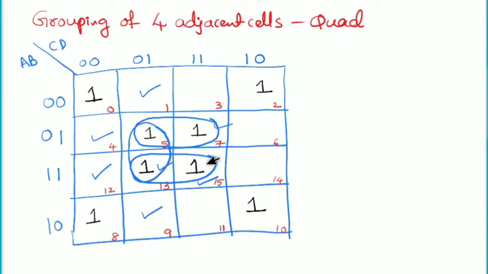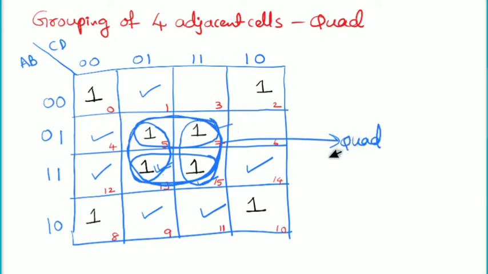Now look at 15. For 15 there is one more possibility, with cell number 7. There is no 1 in 14, there is no 1 in 11, and there is a 1 in 13, which is already covered. So now these middle 4 ones, cell number 5, cell number 7, cell number 13 and cell number 15, all together make a quad. I can say these 4 cells are adjacent to each other and all have 1. So you can write down one of the prime implicants.